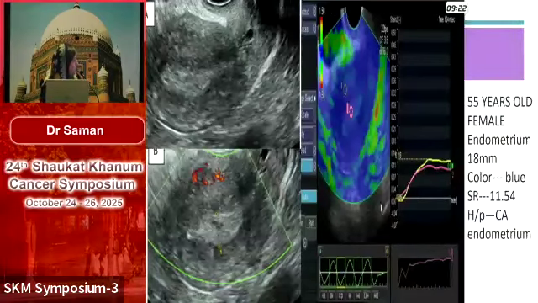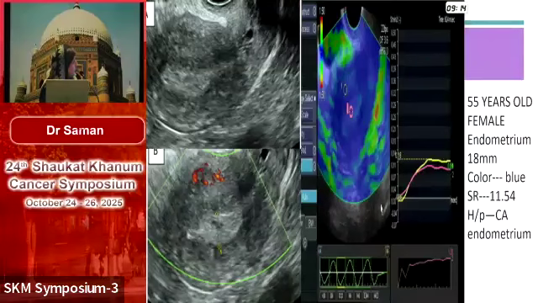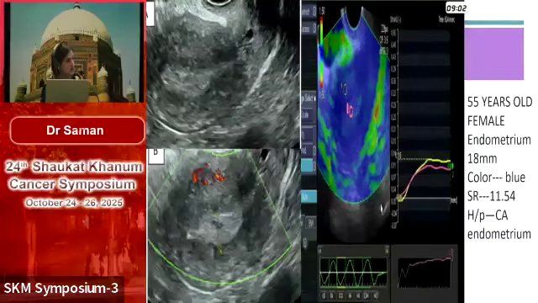Now, to show you a few examples of how we calculate strain ratio, after getting these ROIs, the equipment automatically calculates the strain ratio. In this particular case, you can see that on elastogram, the lesion is dark blue, almost comparable to the surrounding myometrium. The strain ratio came out to be 11.5, which is on a higher side. So a higher strain ratio suggests stiff tissue and a malignant disease.